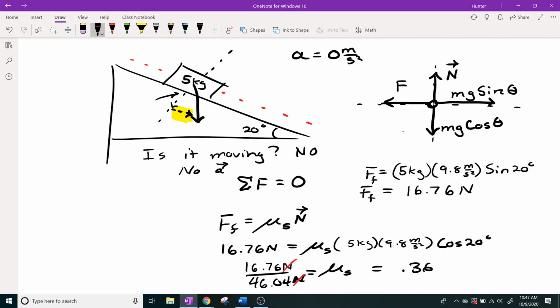0.36 is a greater value than 0.24. That should be 0.36, I think. 16 divided by 46 should not be greater than 1, right? Okay. So yeah, we get 0.36. I think from there we're done.